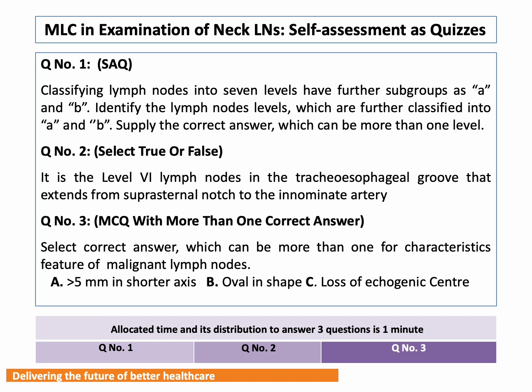Question number 3 is an MCQ with more than one correct answer. Select the correct answers, which can be more than one, for characteristic features of malignant lymph nodes. A, more than 5 mm in shorter axis. B, oval in shape. And C, loss of echogenic center.